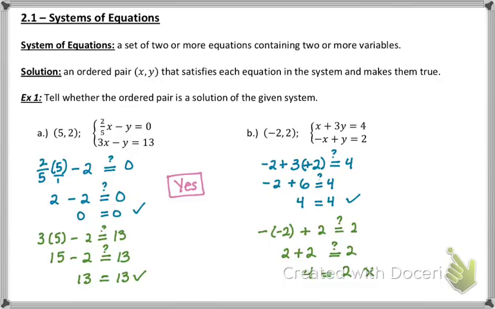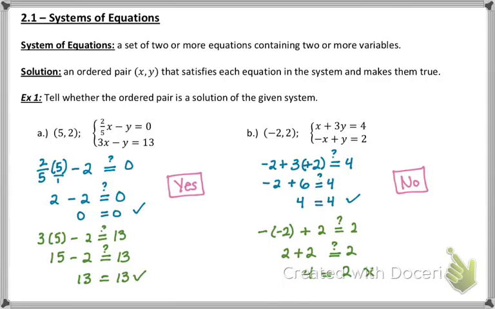So even though this point, this ordered pair, is a solution to the first equation, it is not a solution to the second equation. So this is not a solution to the whole system. Okay?